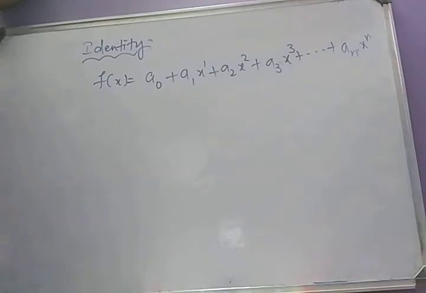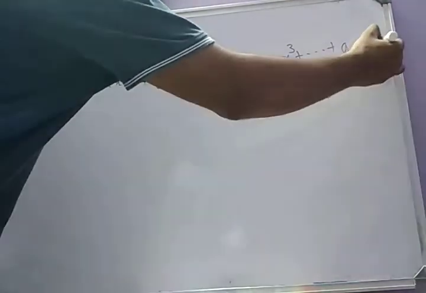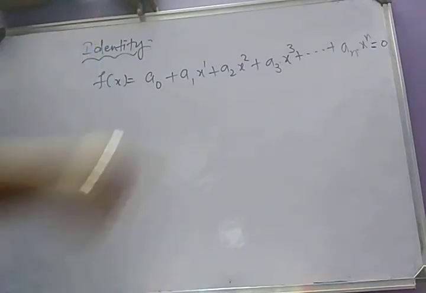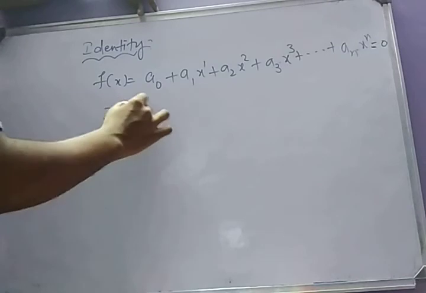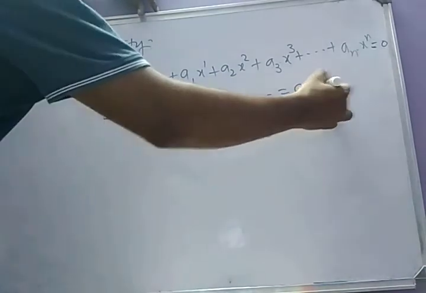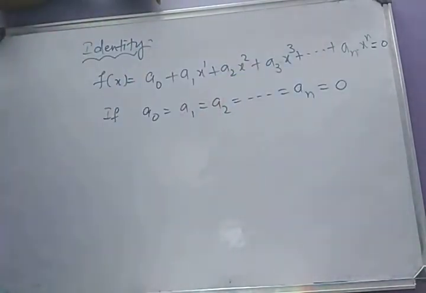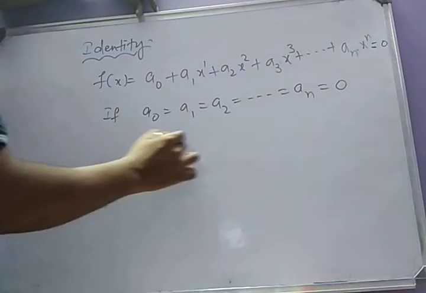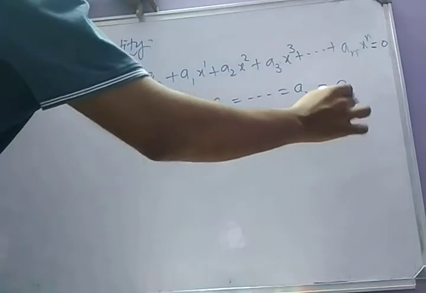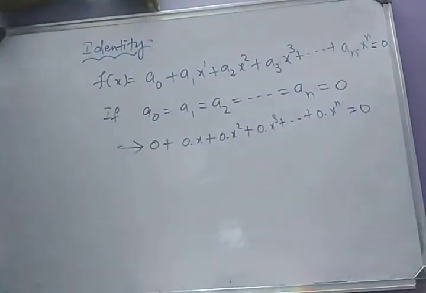It's not about the polynomial; let us take it as an equation equal to 0. In this polynomial equation, there is one case where it is not called a polynomial equation, and that is when all the coefficients a0, a1, a2, a3 are equal to each other and equal to 0. If all the coefficients are equal to 0, that means it is 0 plus 0 into x plus 0 into x square plus 0 into x cube and so on, plus 0 into x power n, equal to 0. In this case, it is not called a polynomial equation.